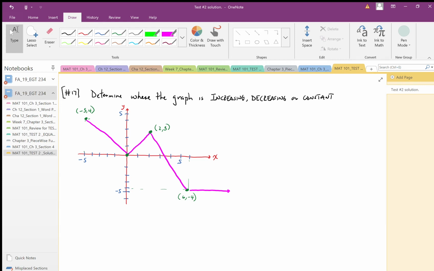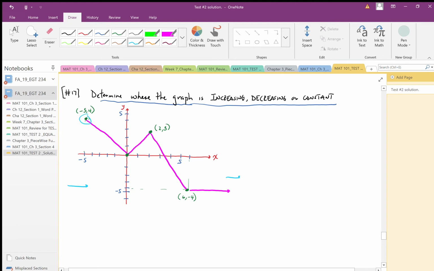Okay, class. Let's continue with our test solutions. So for number 17, the question is asking us to determine whether the graph is increasing, decreasing, or whether the graph is actually constant. So again, you're just looking from left to right. Okay, and you can see starting from here, the graph decreases, right? And also decreases from this point coming on down. So in two locations on this graph, the graph is actually decreasing.